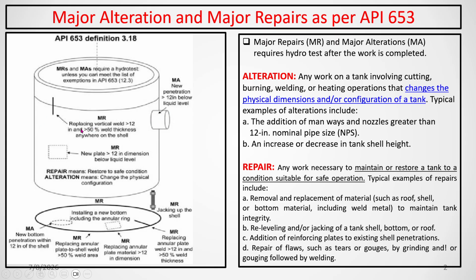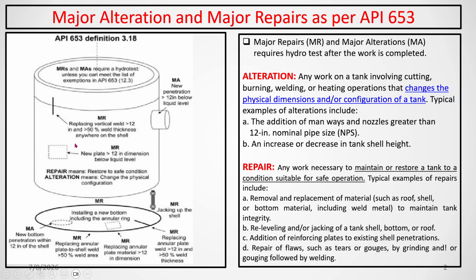Similarly, replacing the vertical welds more than 12 inch, and more than 50% of weld thickness anywhere in the shell. Suppose this is your vertical seam, and there is a horizontal seam. If you are going to repair more than 12 inch, or your penetration after grinding becomes more than 50%, then it is called major repair.